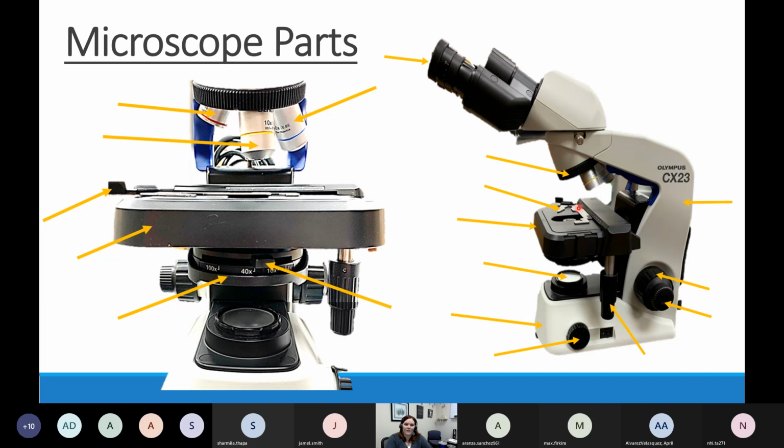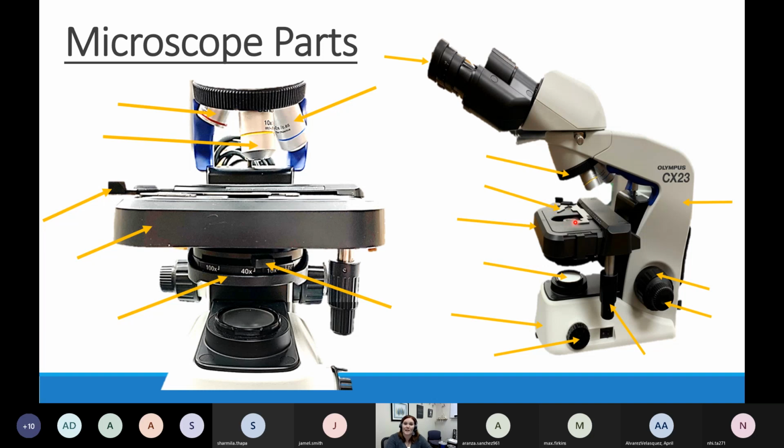And I know it's a little bit funky and harder to see, but this arrow over here that's pointing is also actually showing us the stage clip. So the stage clip is right on top of the stage. Here's the button we'd press to open or close it. And that will allow us to put a microscope slide here in the middle of that clip.